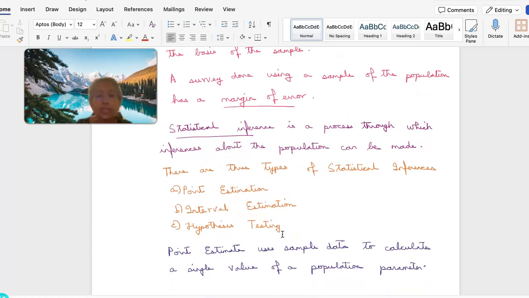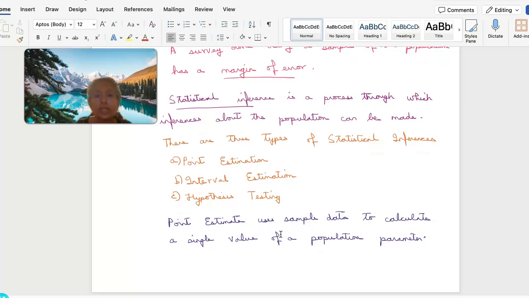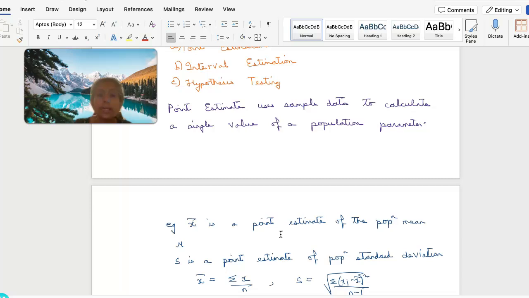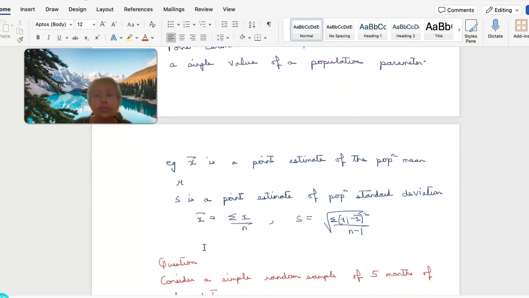A point estimate uses sample data to calculate a single value of a population parameter. For example, x bar is a point estimate of the population mean mu. Then S is a point estimate of the population standard deviation. And we have the formula x bar is summation x by n, and here note the formula for S. It is square root of summation xi minus x bar the whole squared by n minus 1, where n is the number of observations in the sample.